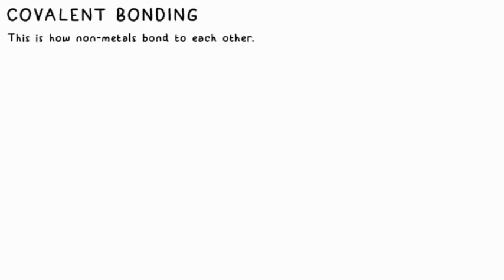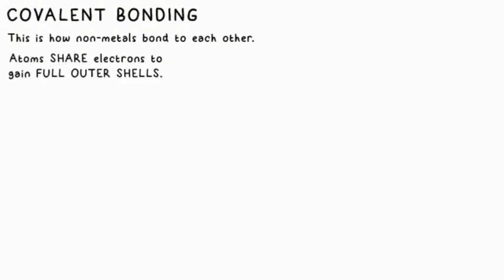Non-metals bond to each other with covalent bonding to form molecules. They do this by sharing electrons to gain full outer shells. For example, chlorine gas is Cl2. Each chlorine atom shares an electron with the other, so they're both happy. Never write down happy in the exam though. Here's the dot and cross diagram.